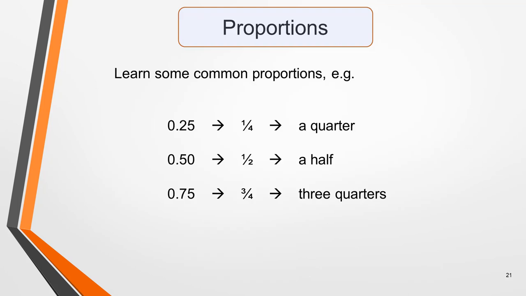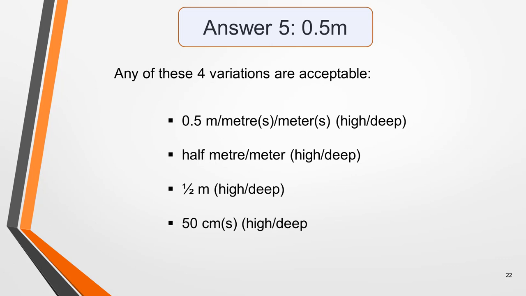It's a good idea to learn the different ways to write some common proportions, for example, a quarter, a half, and 3/4. These will be useful in several parts of your IELTS test. Answer 5 is 0.5 metres high or deep, and any of these four variations are acceptable. 0.5 metres, a half metre written in words or symbol, 50 centimetres. We've already talked about the measurement vocabulary being changed from the adjective form to the noun form, and this is the case here too.